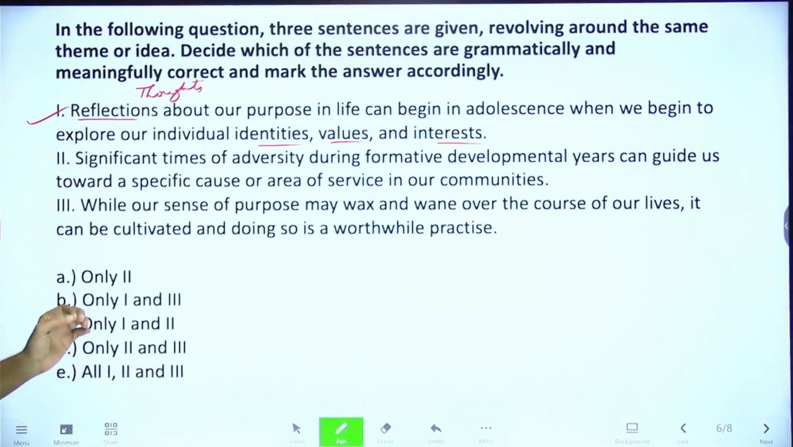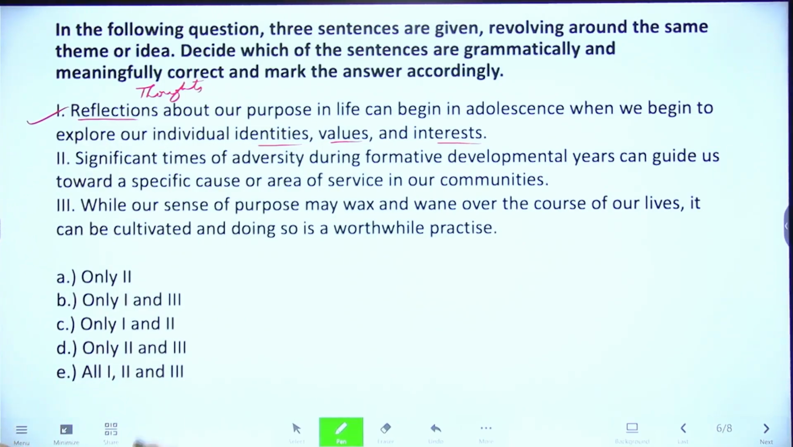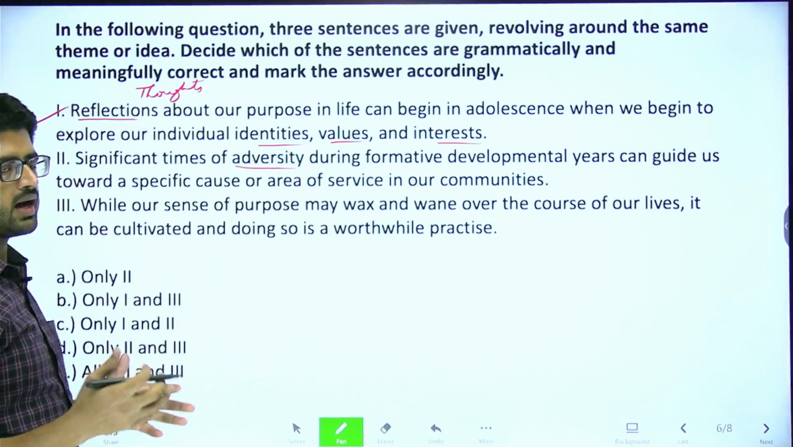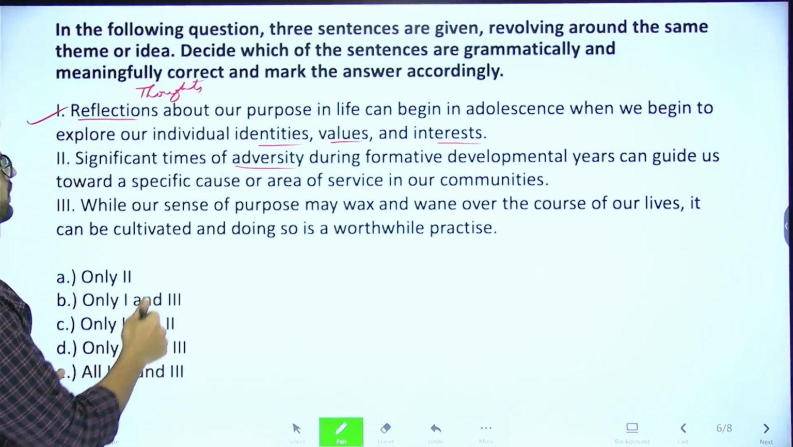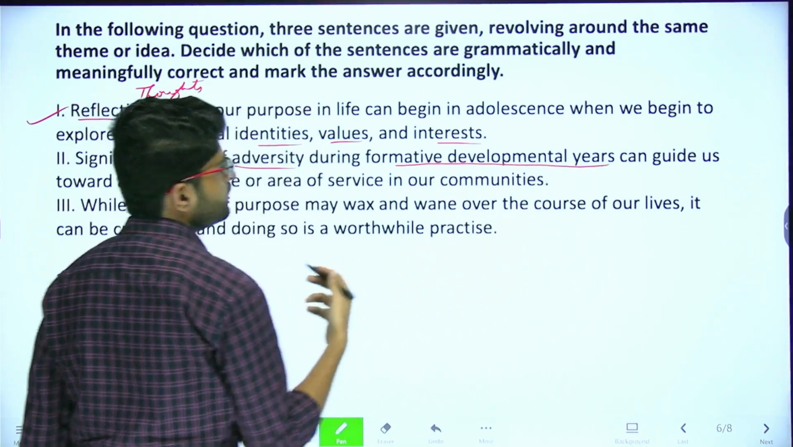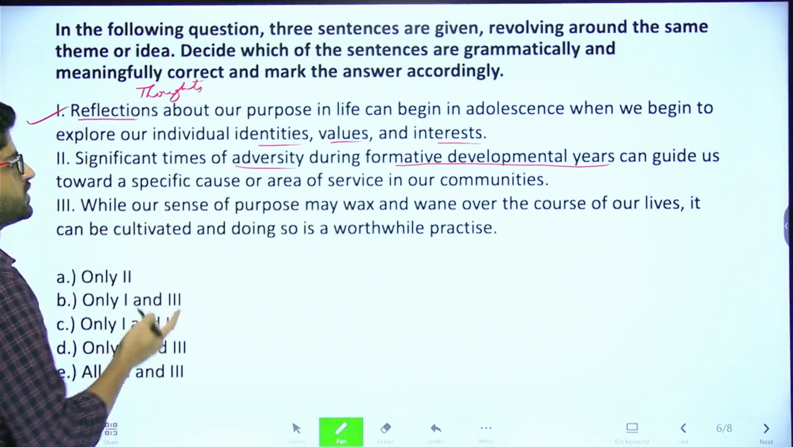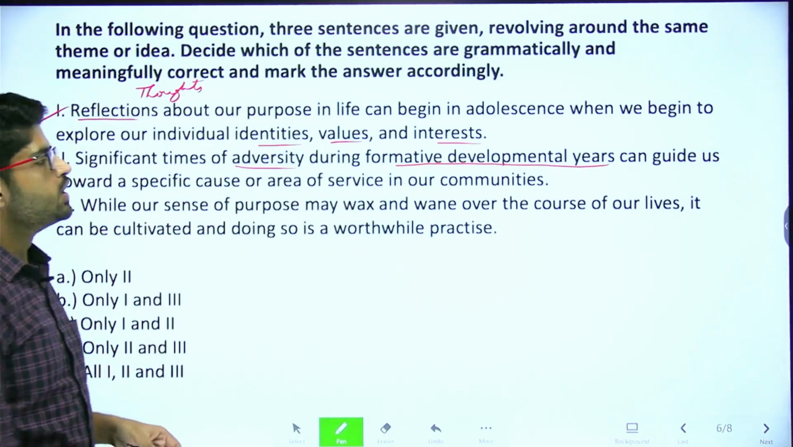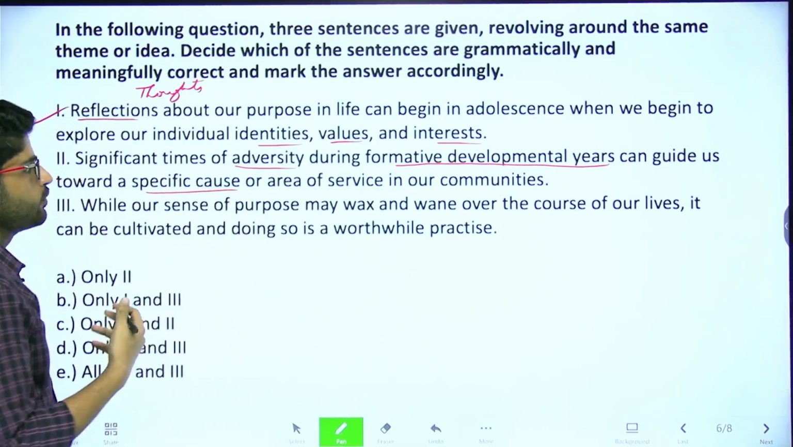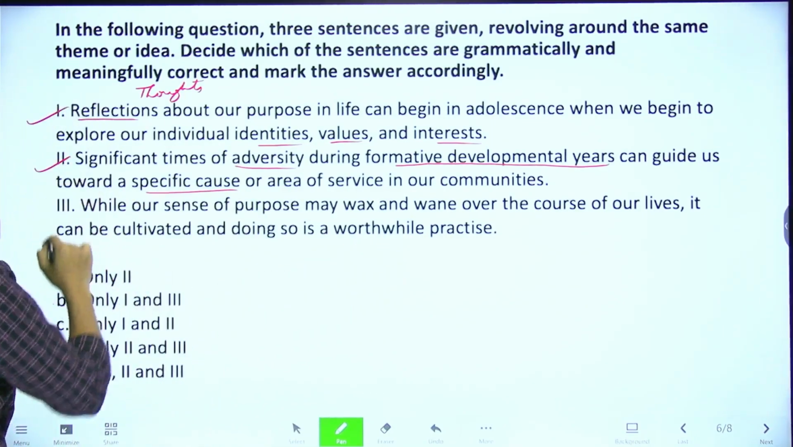The second sentence says significant times of adversity during formative developmental years. Adversity is a problem, ठीक है. So significant times of adversity during formative developmental years, जब हम grow हो रहे होते हैं, when we are growing, और उस time पे जो adversities, difficulties आती है, they can guide us toward a specific cause or area of service. तो उससे क्या होगा? They can help us towards a specific cause. Cause means कोई भी social cause हो सकता है जिसको हम support करते हैं in our communities. So this sentence is correct.